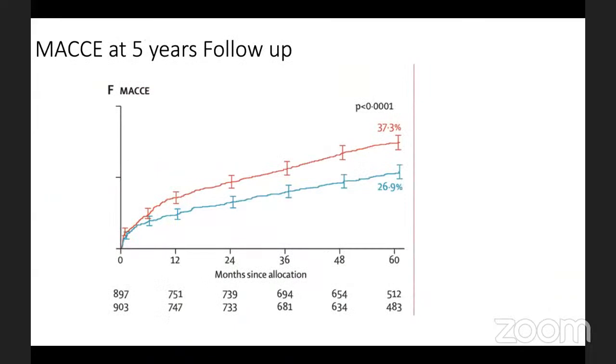They continued to follow at 3 years and 5 years. And as we can see, exactly what they expected according to the shape of the graph, at 5 years, the MACE in PCI continued to grow. There's almost a 10% difference: 37.3% versus 26.9% between PCI and CABG, and the p-value is extremely significant. That's MACE, which is again the composite of all-cause mortality, stroke, MI, and repeat revascularization.